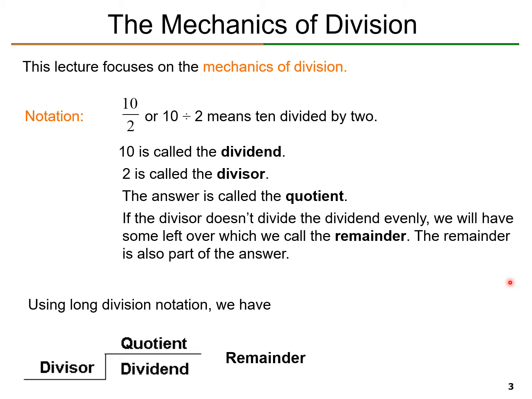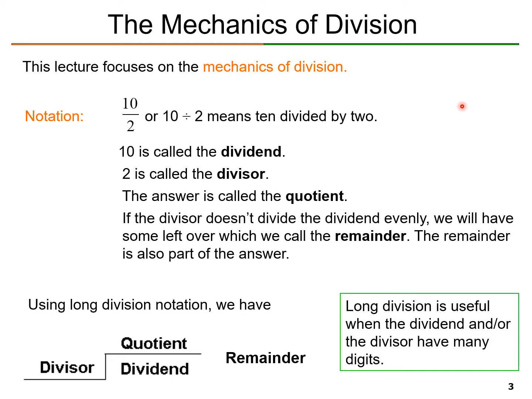If we use long division notation, these parts would be represented as shown here. The divisor would be at this position. The dividend would be here. On top of the dividend would be the quotient, and to the right of the quotient and dividend is the remainder. So up here, 2 is the divisor, so 2 would be here. 10 is the dividend, so 10 would be here. We have to find the quotient and the remainder.